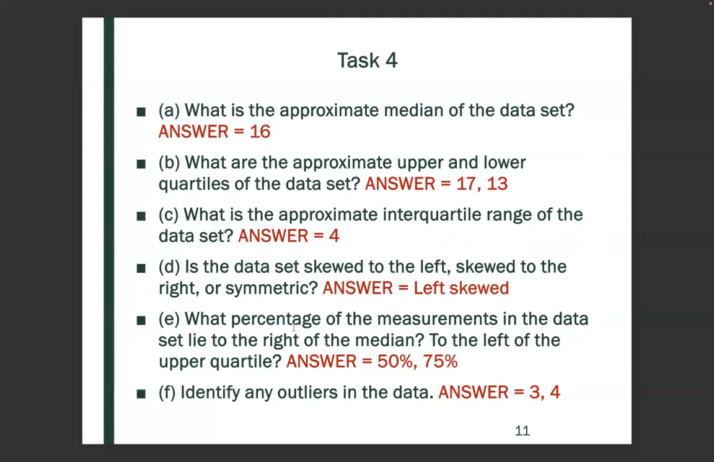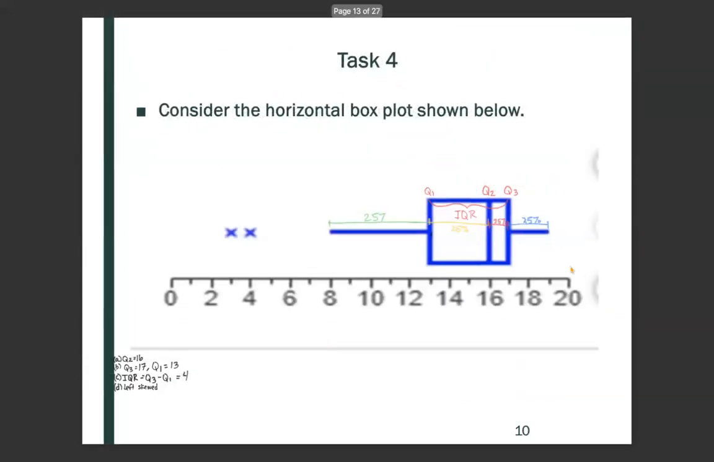What percentage of the measurements in the set lie to the right of the median and to the left of the upper quartile? First, let's look at the percentage to the right of the median. This is the same as the previous task. To the right of the median, we have 50% of the data. And then the second part was what percentage lies to the left of the upper quartile. So here's the upper quartile. You can think of it as we have 3 25% chunks, which is equivalent to 75% of the data.